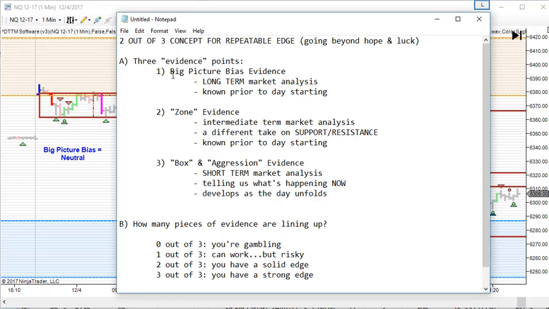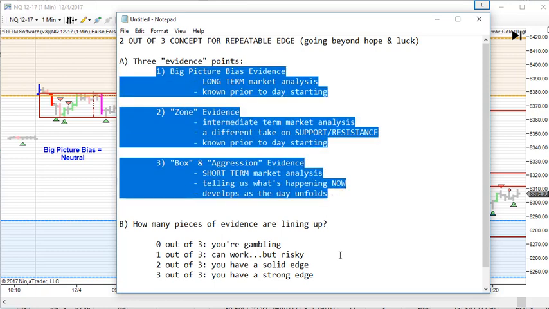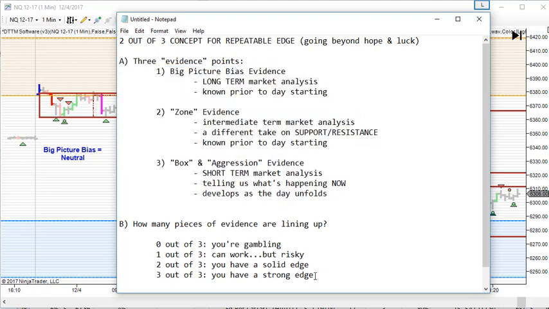And the idea is that if you can get all 3 of these pieces of evidence lining up together, perfect. You've got a very strong edge, 3 out of 3, okay? If you can get even 2 out of 3, you have a very solid edge. You have a trade that's probably worth taking. 1 out of 3, just one lining up with your trade, can certainly work. It's a little bit more risky. If you have 0, I mean, you're just gambling. You're hoping for the best, and that's not what we want to do.